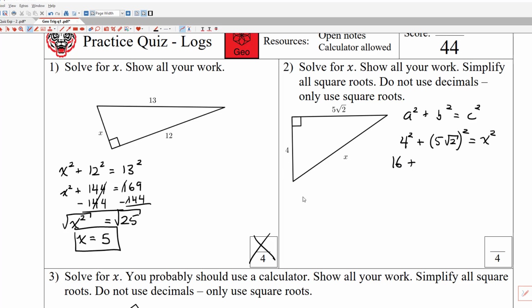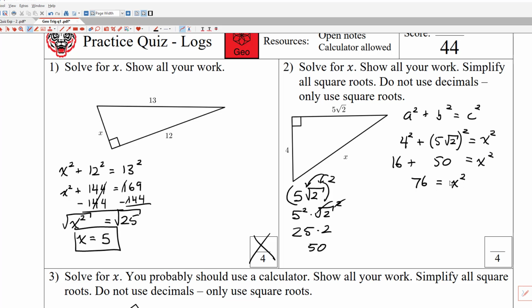This is how you do this problem. Whenever I have 5 square root of 2, if I have a non-square root and a square root and it's to some power, you distribute the power to both of these terms. So it's really going to be 5 squared times the square root of 2 squared. And the square root and square cancel each other out. This is going to be 25 times 2, and that's just going to be 50. So over here we're going to have 50 is equal to x squared. Add these two together, I get 76 is equal to x squared.